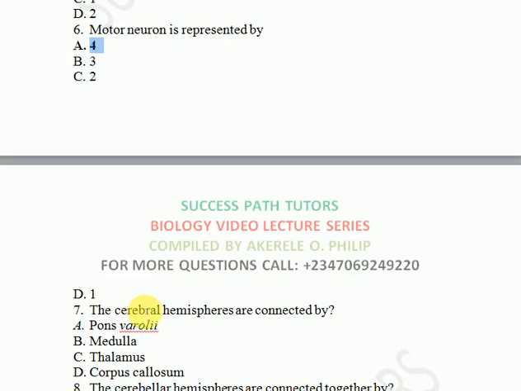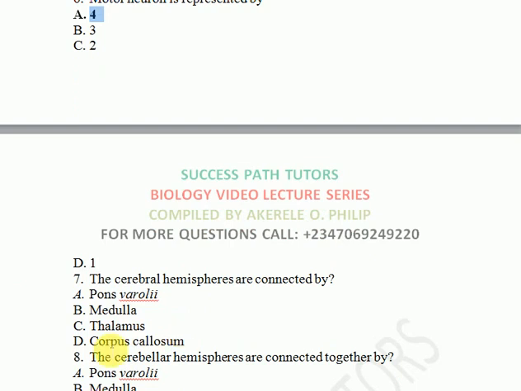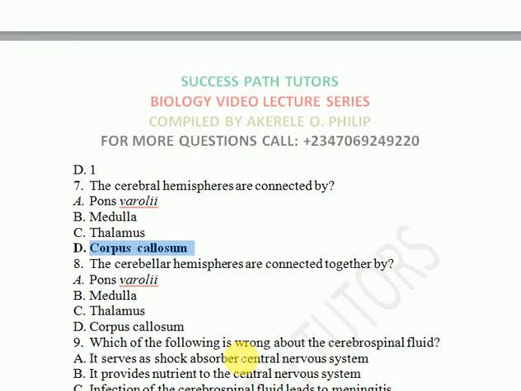The cerebral hemispheres are connected by the corpus callosum. Corpus callosum is the structure that connects the two cerebral hemispheres together. The cerebellar hemispheres, that's the cerebellum, are connected by what? That's the pons varolii. However, pons has some other functions, all right, but it also connects the cerebellar hemispheres together.